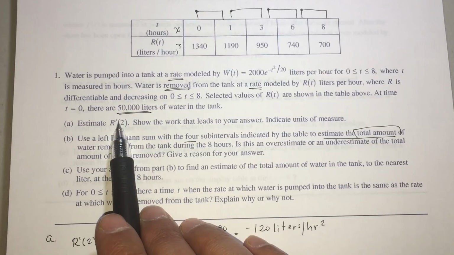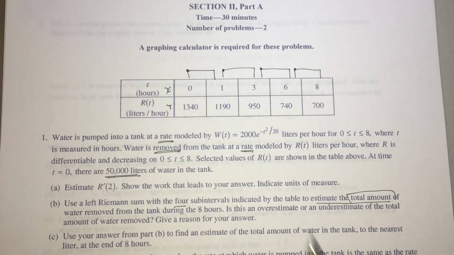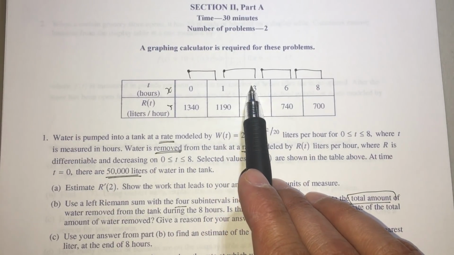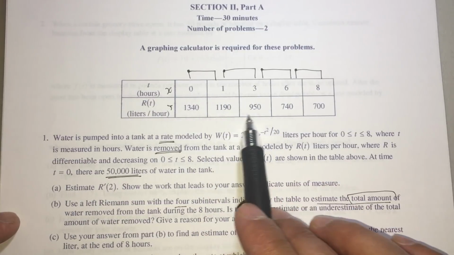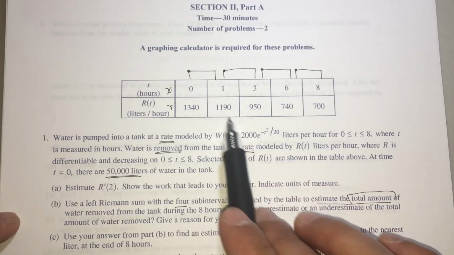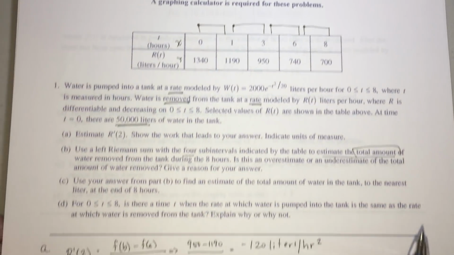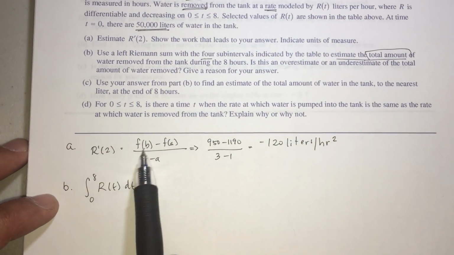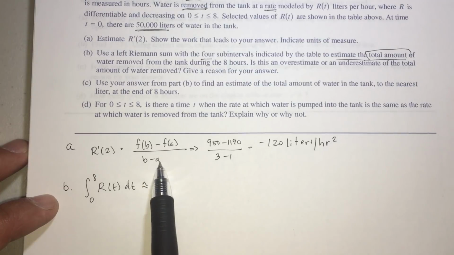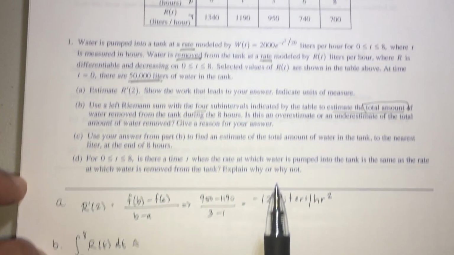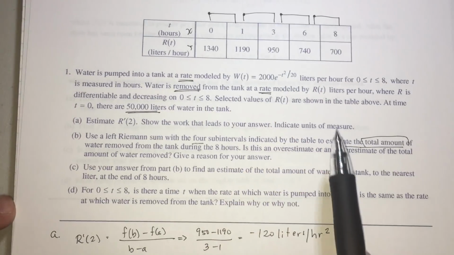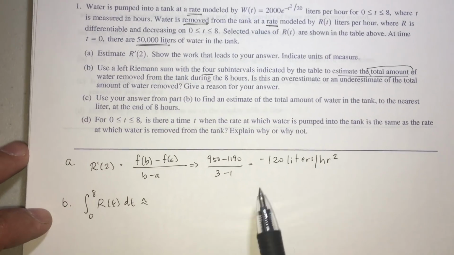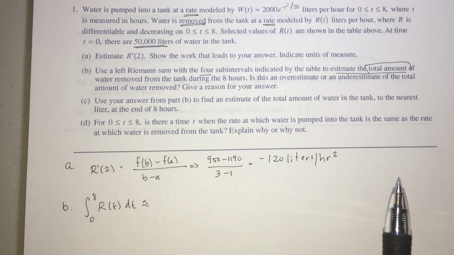Well, what's prime? Prime is the derivative, the slope, the rate of change. Where's 2? 2 is not in the table, but 2 is between 1 and 3. So you're going to use these values to figure out your slope, your rate of change. What you do, guys, is f of b minus f of a over b minus a. You should get 950 minus 1190 over 3 minus 1, and you're going to get negative 120 liters per hour squared.